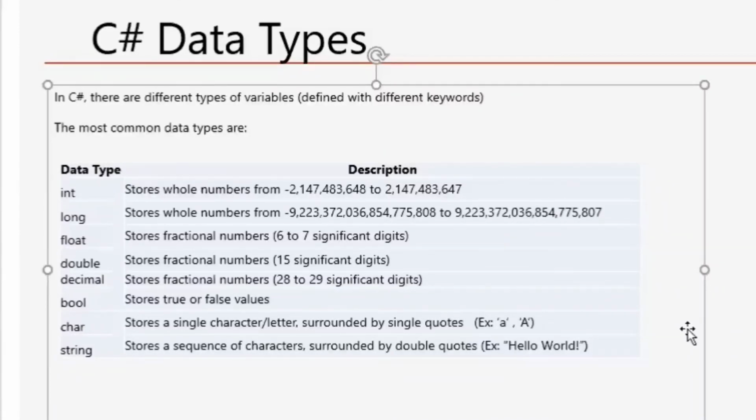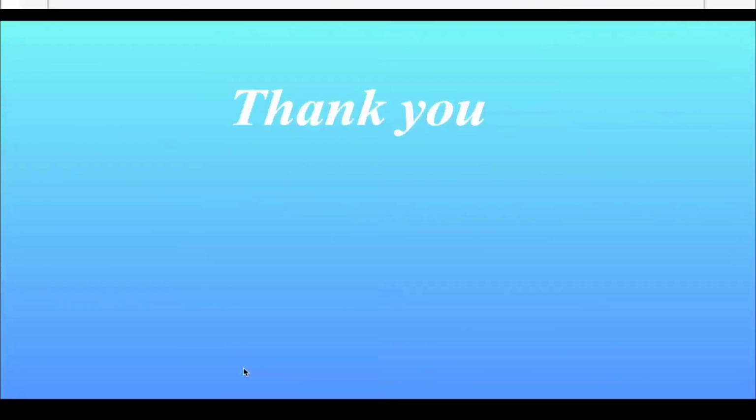When it comes to a string, it is a collection or sequence of characters. Char is only one character, while string is a sequence of characters. To differentiate them, while storing a char we use a single quote, and for a string we use a double quote in the C# language. So this is about the data types.